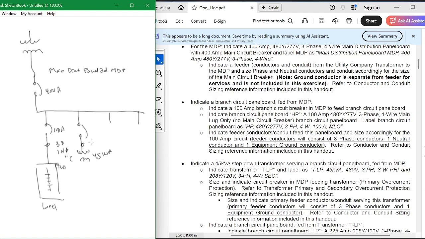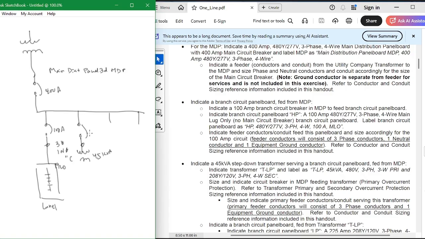Comes up to about 54 amps. But you got to size this bigger than that, and you got to go up to the next biggest size, which I want to give you a clue here. It's a 70. This would be a 70.